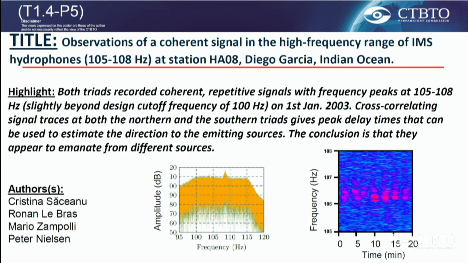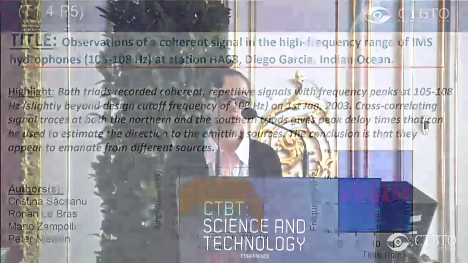Cross-correlating signal traces of both the northern and the southern triads, we obtain peak delay times, which then can be used to determine the direction of the emitting source. This means that IMS hydroacoustic data can possibly be used to identify and monitor species migration in the ocean.